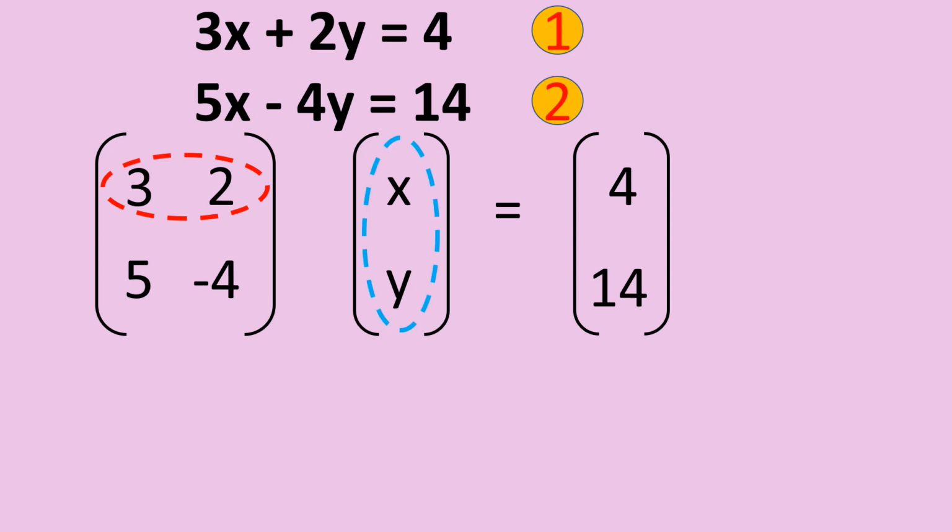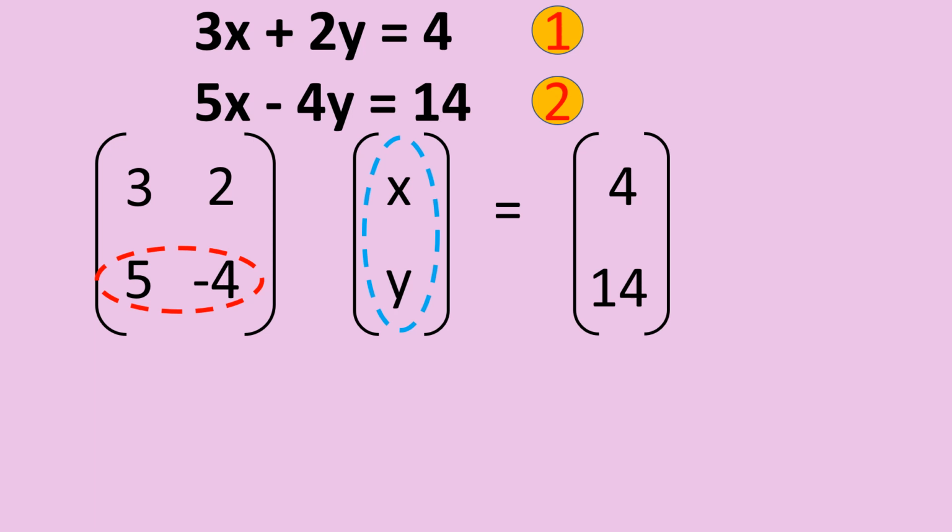So in multiplying the row and column, we have 3 multiplied by x. We're looking at equation 1. So 3 multiplied by x gives us 3x, and then 2 multiplied by y gives us 2y. And that gives us the first constant on the right hand side, which is 4. So that is rows multiplying columns, that is, rows in the first matrix multiplying the column in the second matrix.